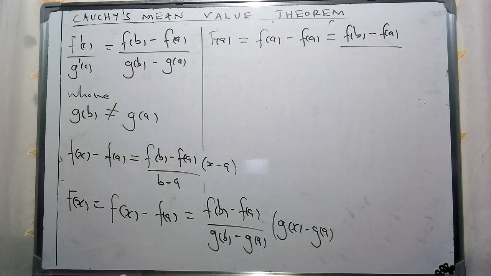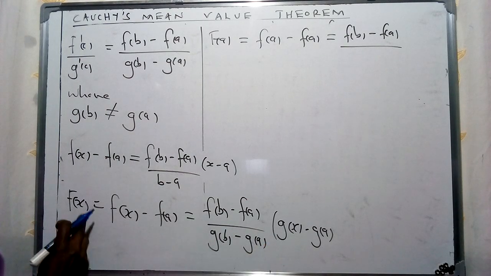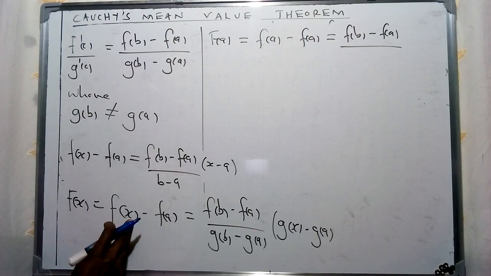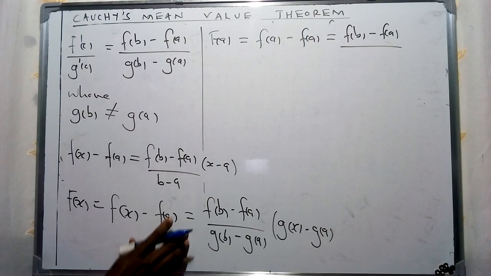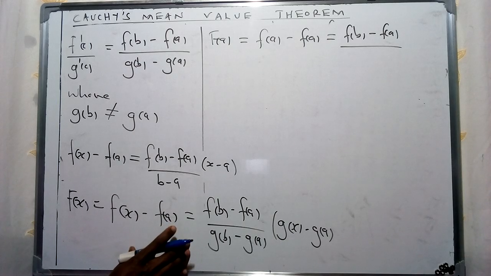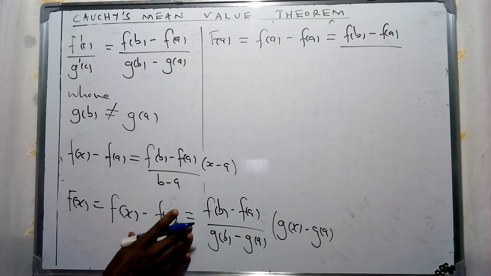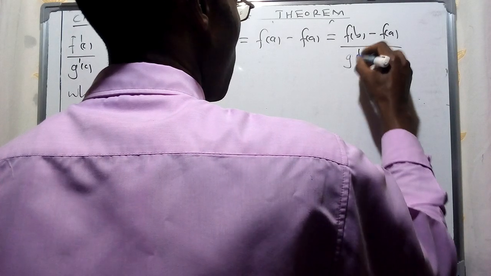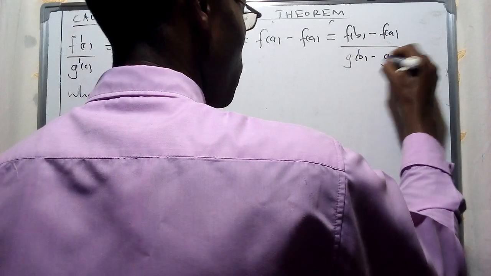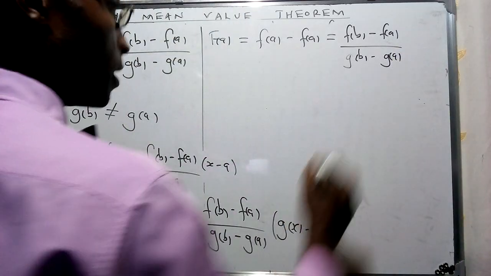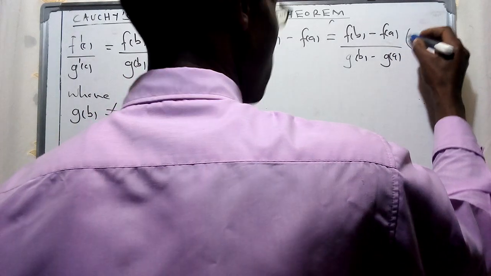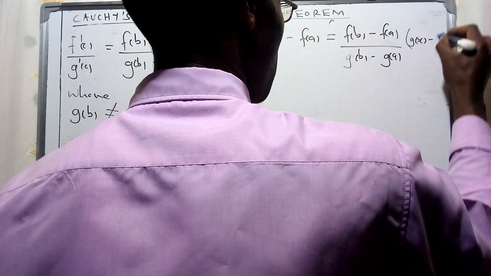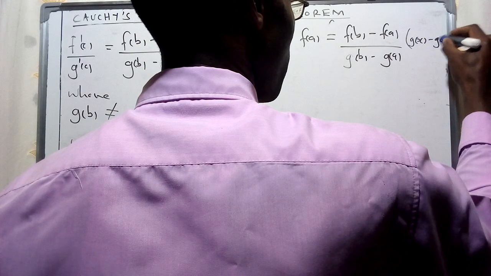So we're going to consider this specific function for x, and of course we're going to put this one in this particular version of Cauchy's mean value theorem, and try to see what version of this specific equation it is going to give us. So this is going to be g of b minus g of a, times g of x minus g of a, given as such.